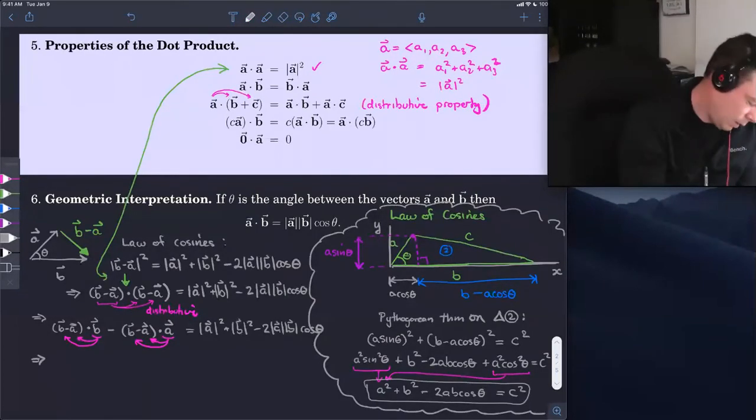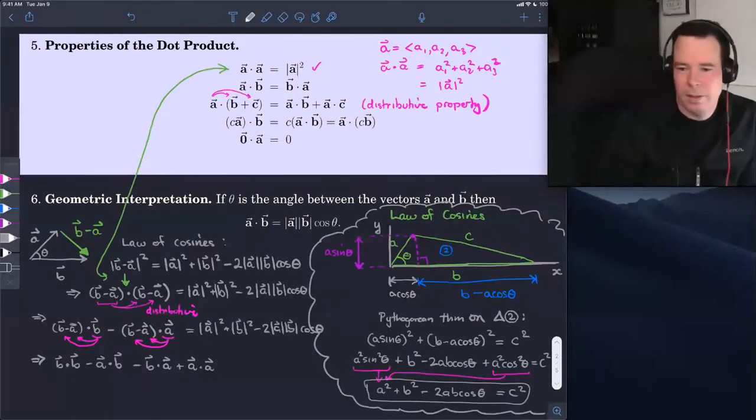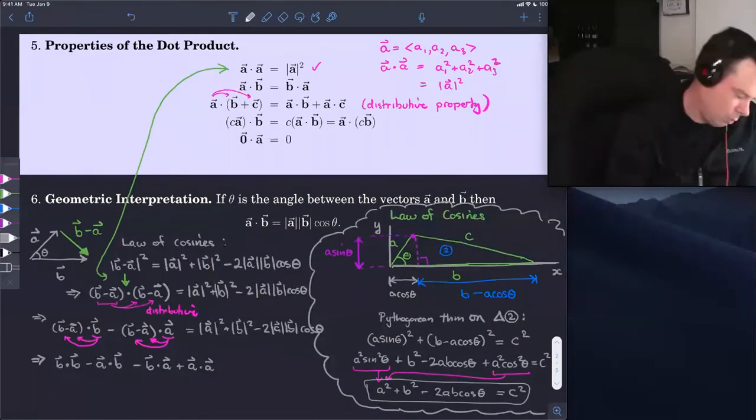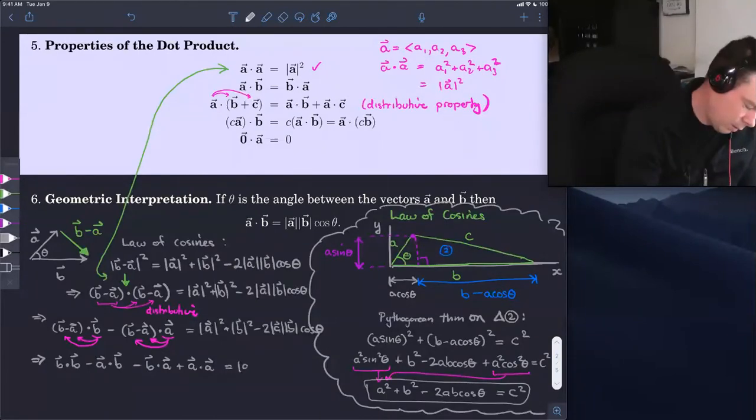Okay, so now this gives us B dot B minus A dot B. So that's the distributive property on that first one. And then we get a minus B dot A, and then a plus an A dot A. So that's that whole thing expanded out. So that was the whole length of B minus A all squared, fully expanded out in terms of dot products. And that's equal to the magnitude of A squared plus the magnitude of B squared minus 2 magnitude of A, magnitude of B, cos theta.